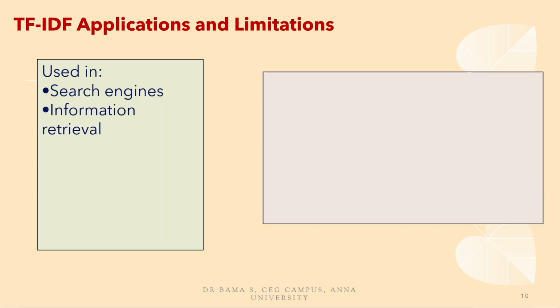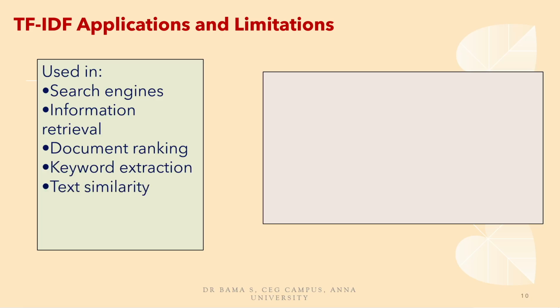Now what are the applications of TF-IDF? It is used in search engines such as Google, and it is very much used in information retrieval, because we are discarding the most frequently occurring terms, thinking they are not relevant to us. It is used in document ranking, where we take only the keywords, keyword extraction, and based on that the ranking is prescribed. Similarly, we use it in text similarity, which we will explain in upcoming sessions, and in recommendation systems.